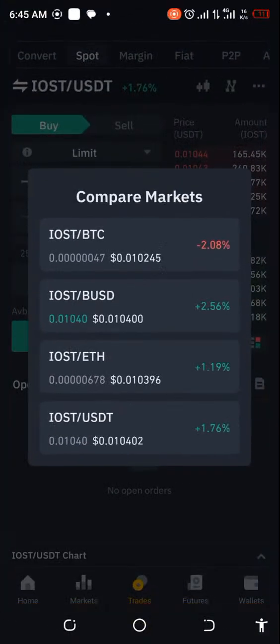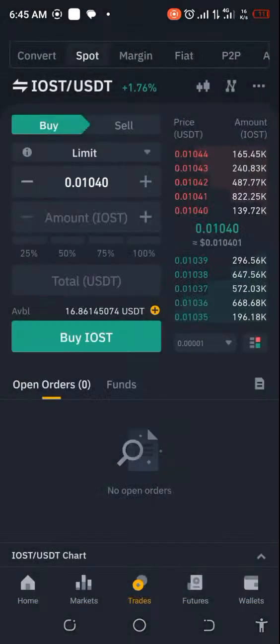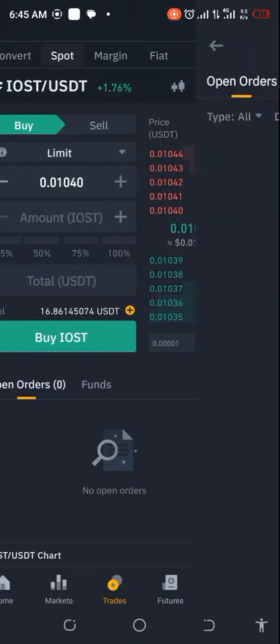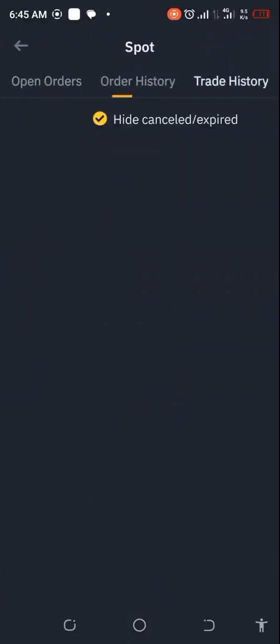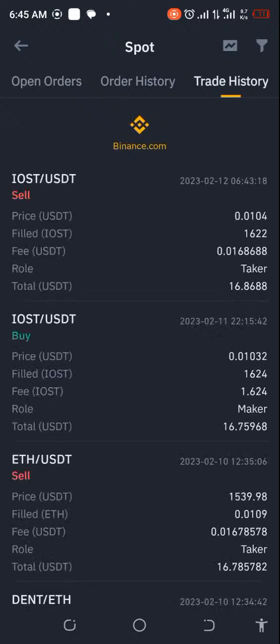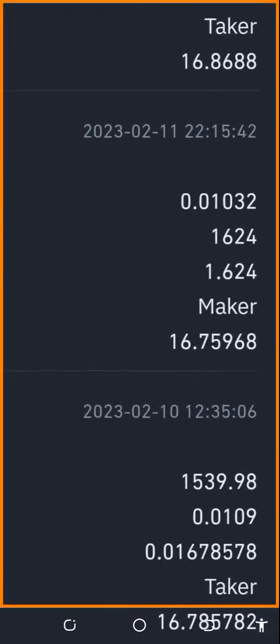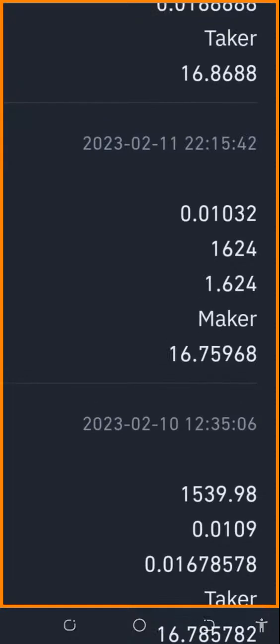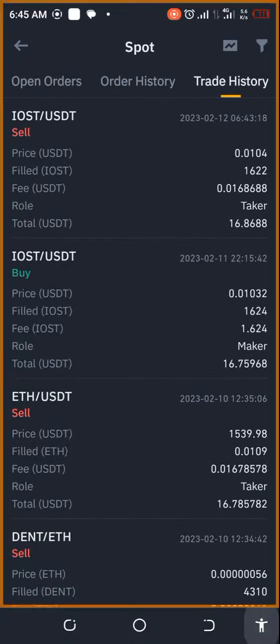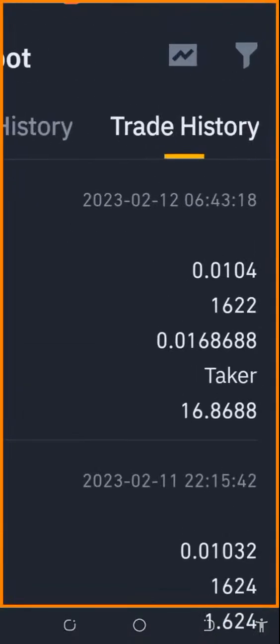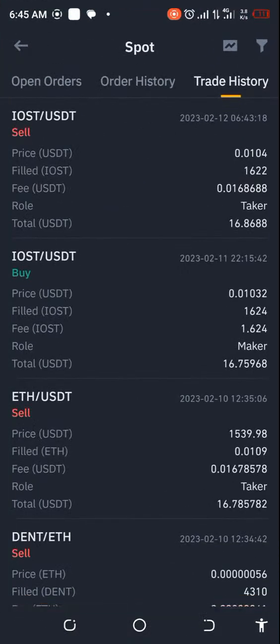Now let's go back and see how much we bought IOST with USDT. Looking at the order book one more time so that you understand the concept of the boomerang strategy. We bought it at 0.0103, can you see that? 0.01032. And we sold it at 0.0104. So that's the concept. We could have decided to wait for BTC to get back to 0.0104, but that would take a longer time.